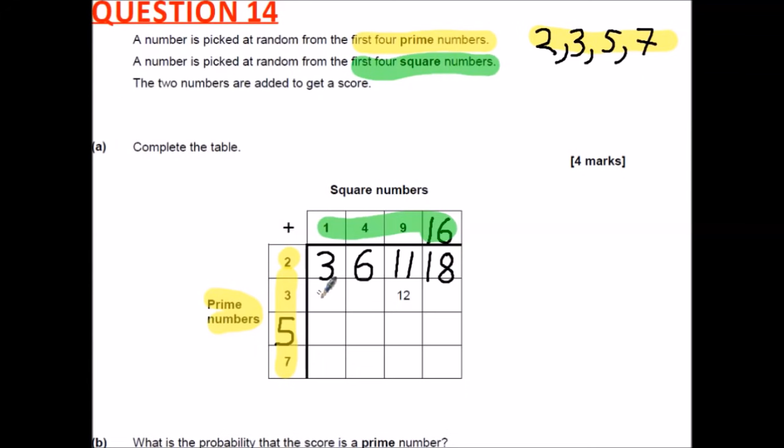And just keep going. 3 plus 1 is 4. 3 plus 4 is 7. That one's been done for us. 3 plus 16 is 19. And keep going. 5 plus 1 is 6. 5 plus 4 is 9. 5 plus 9, 14. And 16 plus 5, 21. Final row, 7 plus 1 is 8. 7 plus 4, 11. 9 plus 7, 16. Finally, 16 plus 7 is 23.